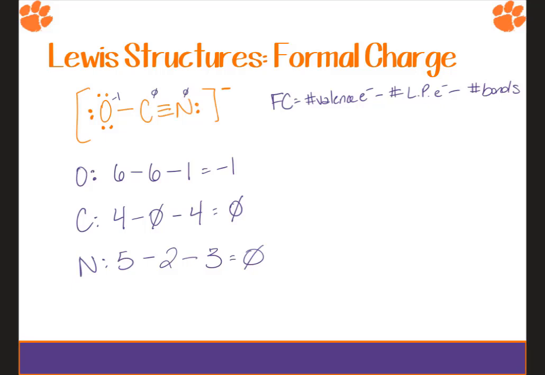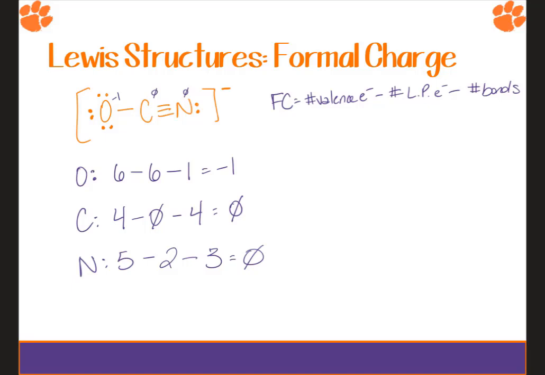So again, calculating formal charge is really easy. Just if you can count total number of lone pairs, total number of bonds, and figure out how many valence electrons the atom has from the periodic table, you are good to go. There are a couple things to keep in mind when you're trying to use formal charge to justify your Lewis dot structure. The first is that you should always make sure that the sum of your formal charges adds up to the charge on the molecule.